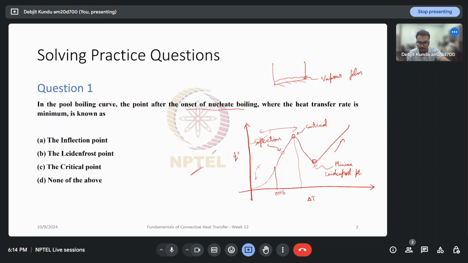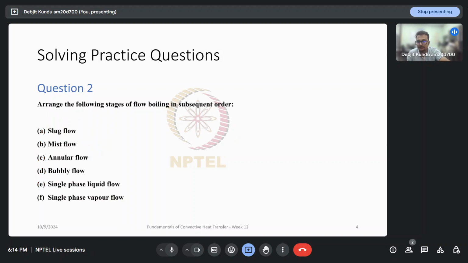All right, so hope that's clear. Moving on to question number two. We have now different stages of flow boiling. So we saw pool boiling earlier, and now it's flow boiling. And in flow boiling, you have six different stages given here in the question.